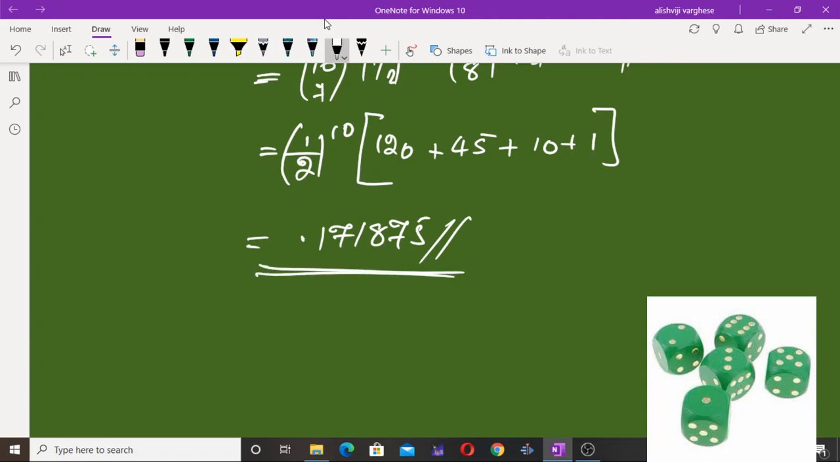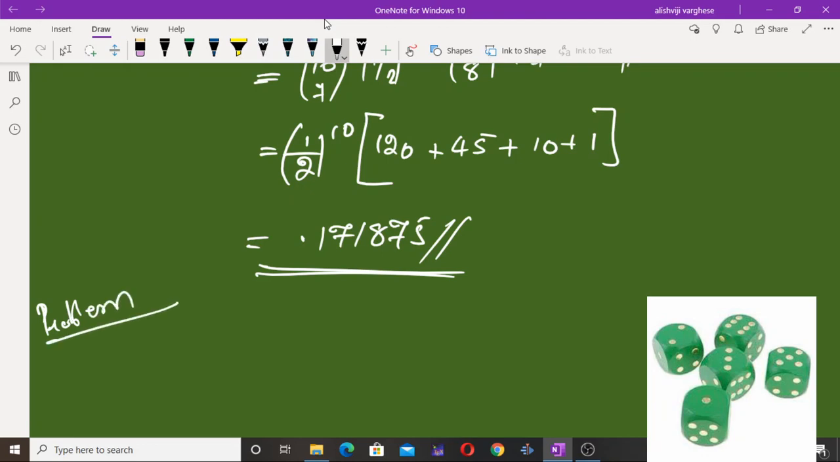So this is the required probability of getting at least 7 heads while we throw a fair coin 10 times. Okay. Now let's have another problem.